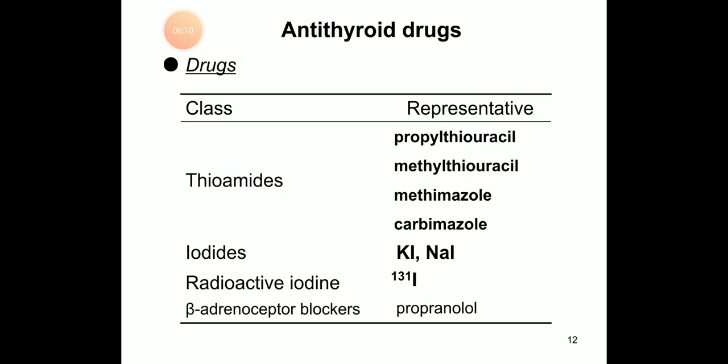There are ion inhibitors which inhibit iodine trapping and binding, potassium perchlorate, thiocyanate. There are thioamides which are mentioned over there. These are the main group of drugs which inhibit thyroid peroxidase and block the synthesis of monoiodotyrosine and diiodotyrosine and prevent the coupling reaction.